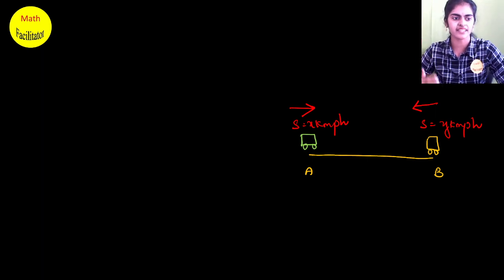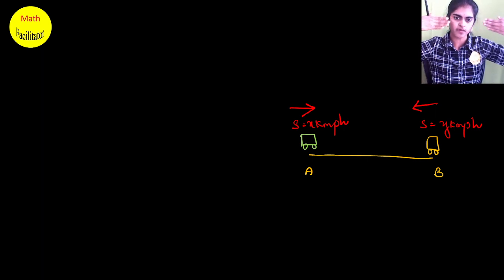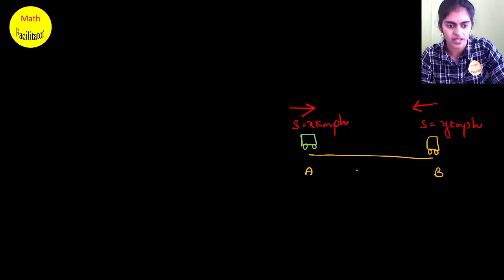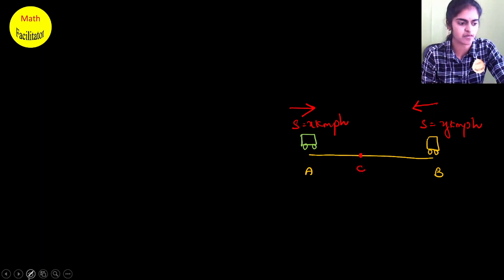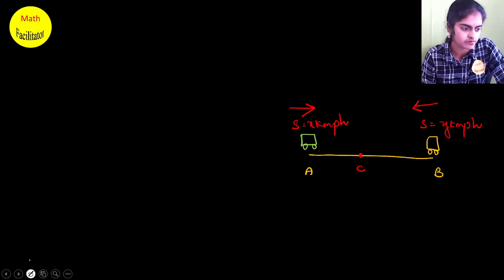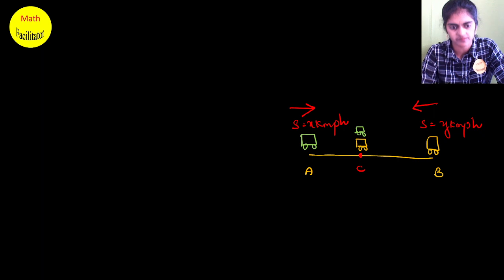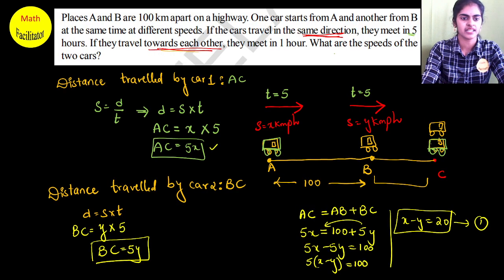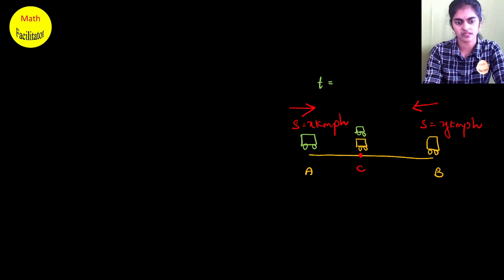They are traveling from point A and point B towards each other, so at some point they meet. That point I am taking as C, somewhere in between A and B. The cars are here now. This is the second car, and this is the first car. Now what is the time taken to travel for both the cars? They are meeting in 1 hour, so to reach this point they take 1 hour.